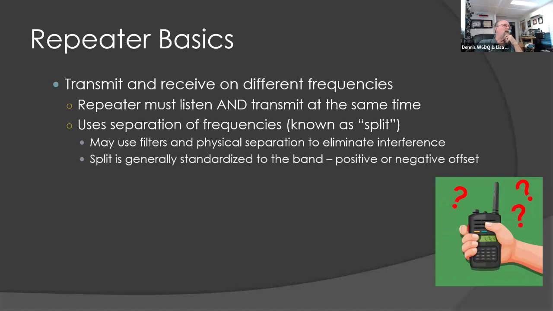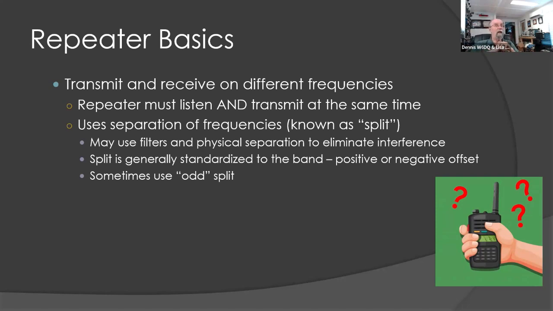Splits are generally standardized to the band. For instance, on 2 meters, the standardization is 600 kilohertz. Depending on where you are on the band, it might be a positive offset or a negative offset. So you're either going to add 600 kilohertz or subtract 600 kilohertz. And if you happen to be on a frequency in an odd place, we talk about odd splits. Odd splits are those which are not 600 kilohertz. It might be some other value, so you have to be aware of those.